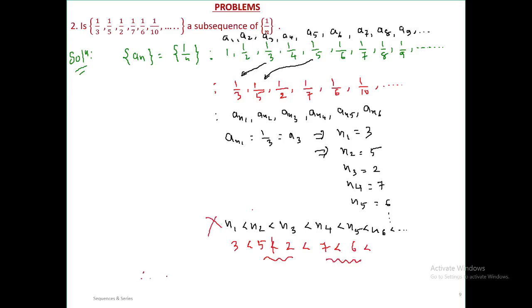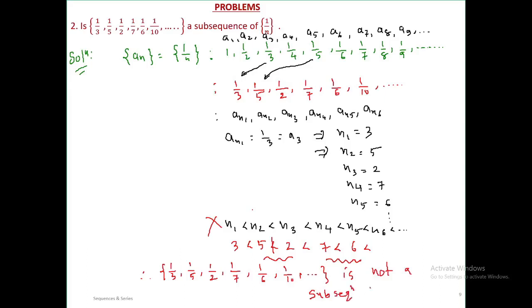So therefore, the conclusion is the sequence 1/3, 1/5, 1/2, 1/7, 1/6, 1/10, and so on. Sorry, you write up to so on because sequence means it has infinitely many terms. Okay, up to so on is not a subsequence.